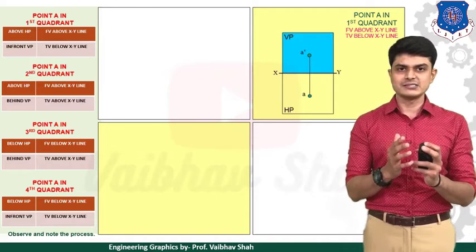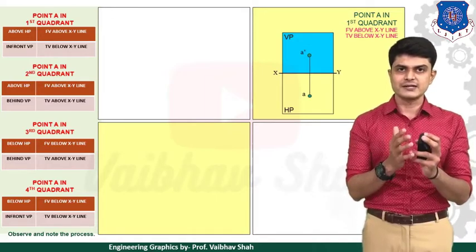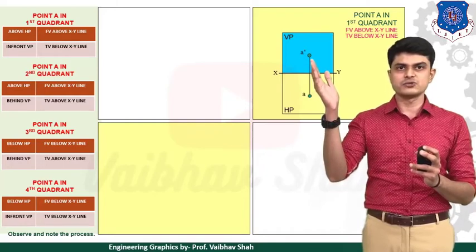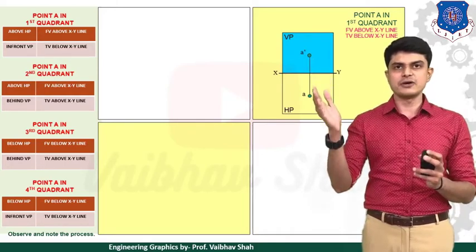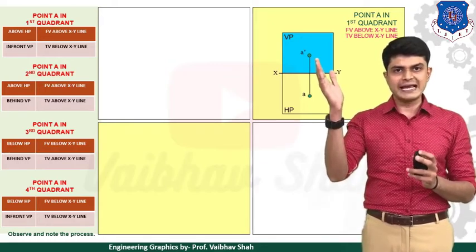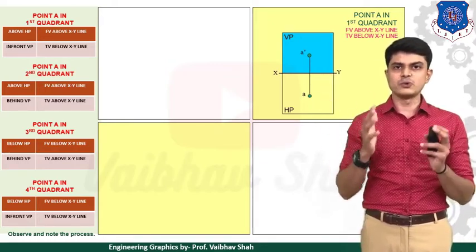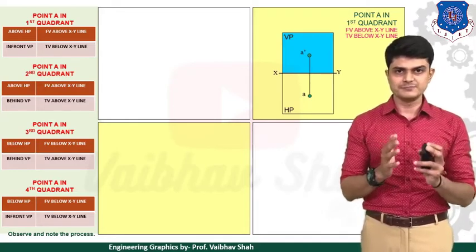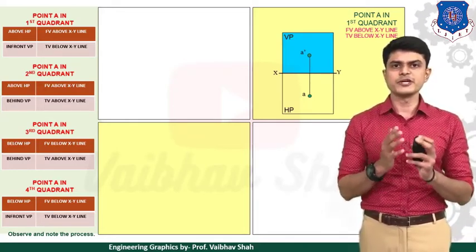So now the answer is, whenever your point is in the first quadrant, you need to draw one XY line, and then above the XY line you need to show your A dash, and below your XY line you need to show your A. A dash is nothing but your front view or elevation, and A is known as your top view or plan of a point, right? Very easy.